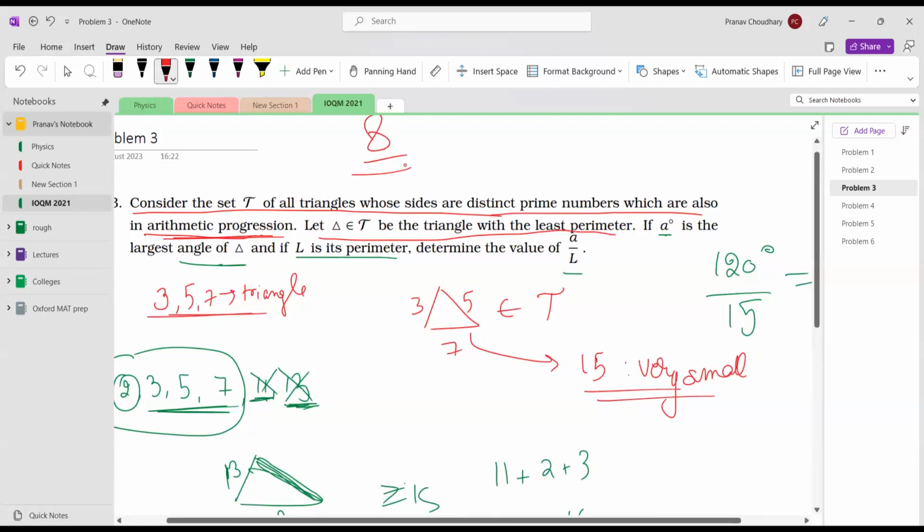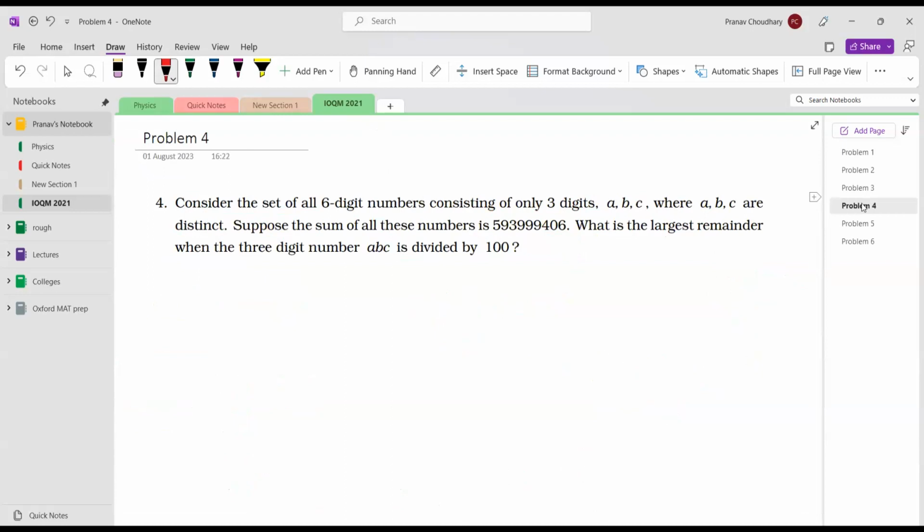There was not really much motivation for this question. This is a very basic question, and once you see it, you just know what to do for this question.